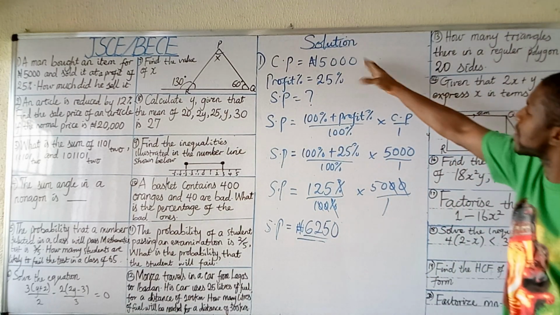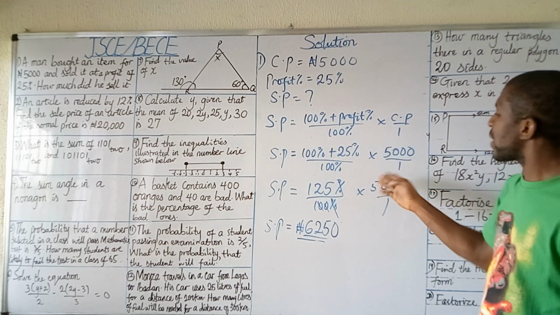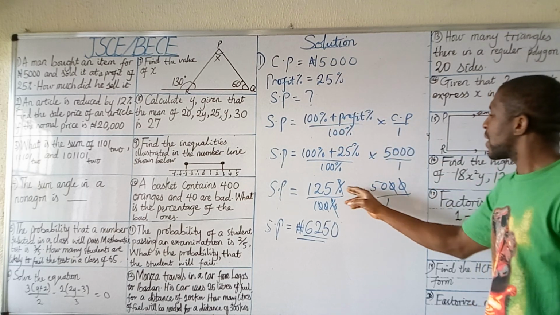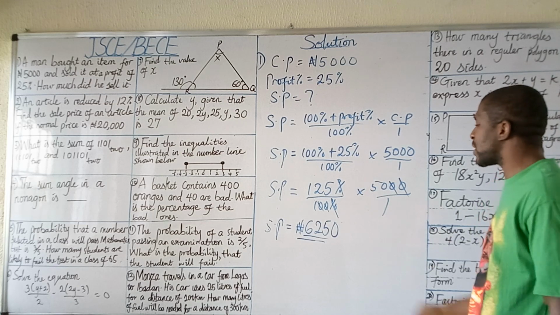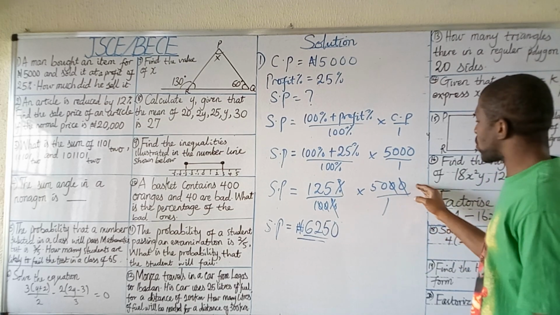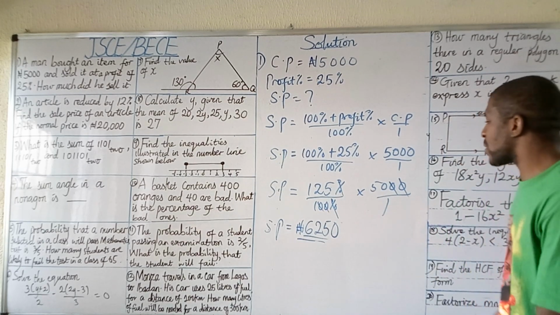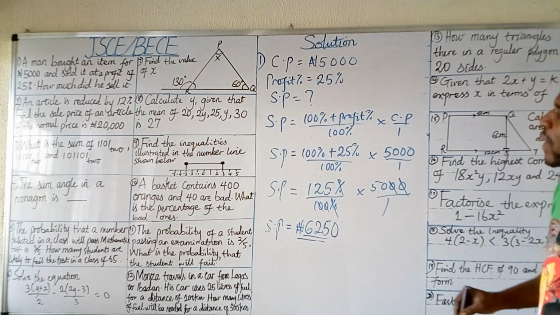Remember how we got this? This is now the parameters, getting the equation and substituting. So 100% plus profit percent gives us 125% over 100%. Percentage cancels percentage. Then eliminate these two zeros. 125 times 50 is 6,250 naira. That becomes our selling price.